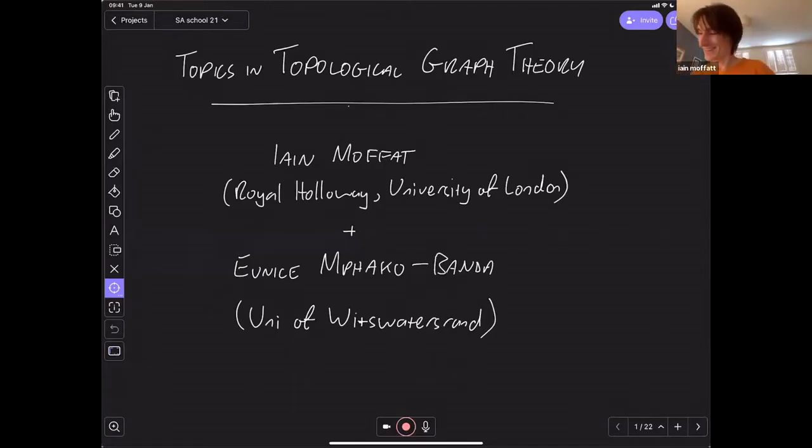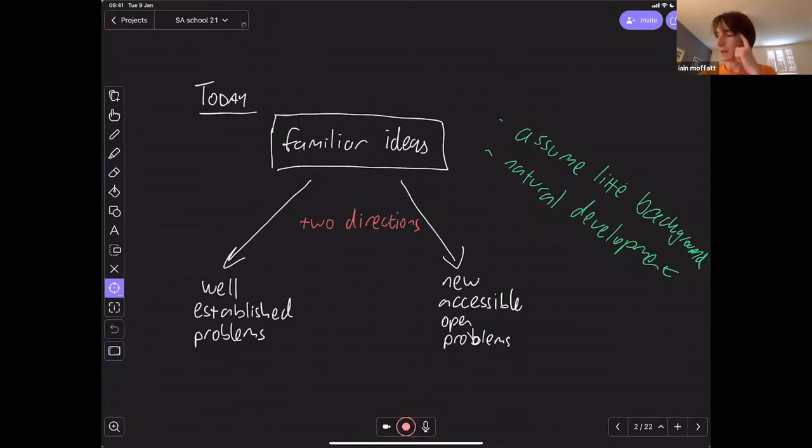Okay, so I was given the title Topics in Topological Graph Theory. And I think with all of these sessions, you've got some huge area of graph theory to talk about, and there are lots of different directions you can go. So thinking about this today, I thought for the starting point, I would assume minimal background.